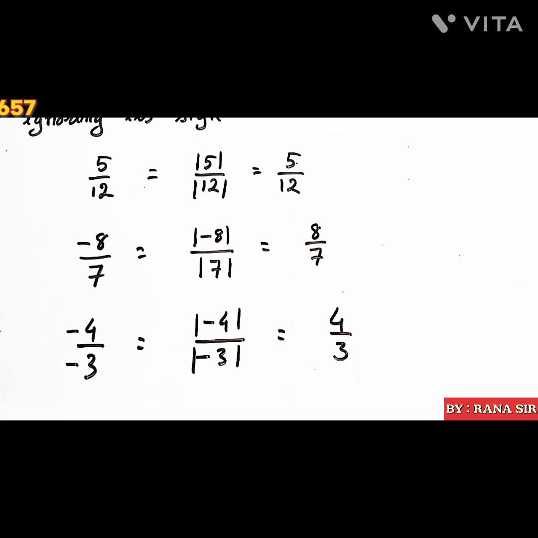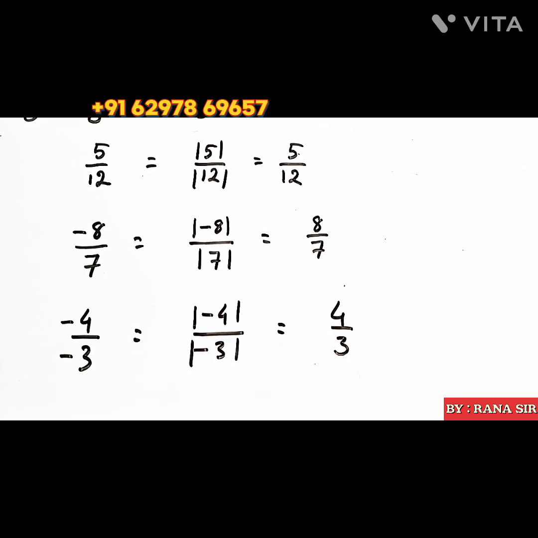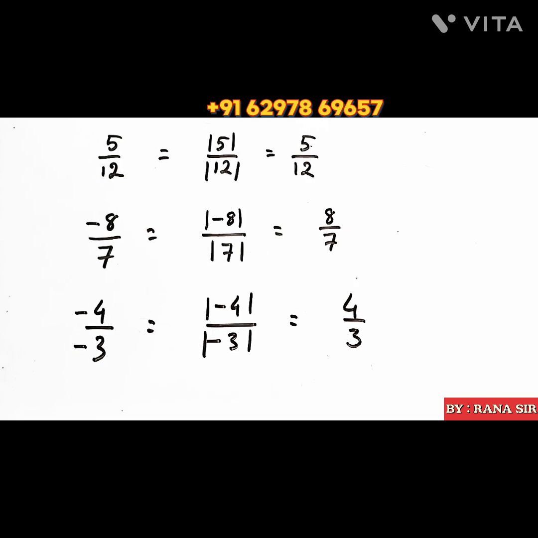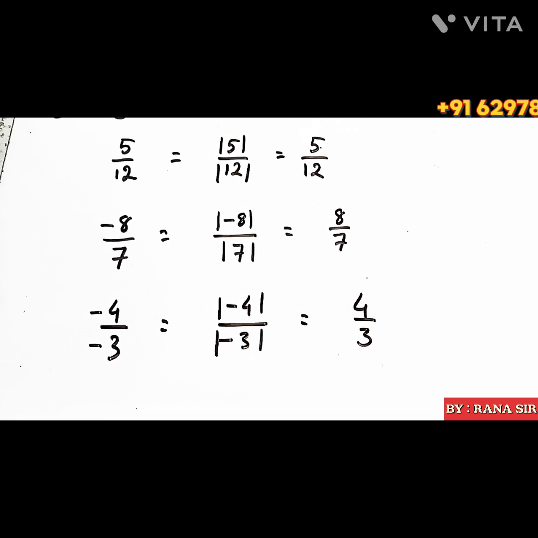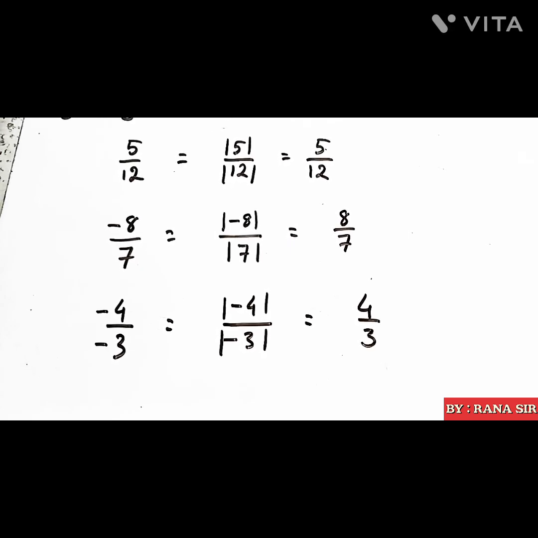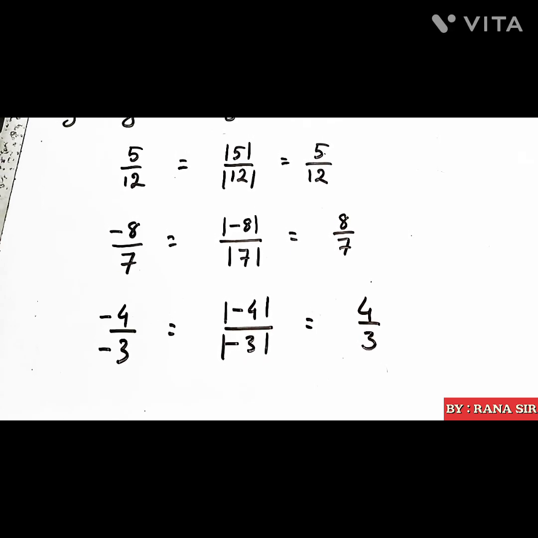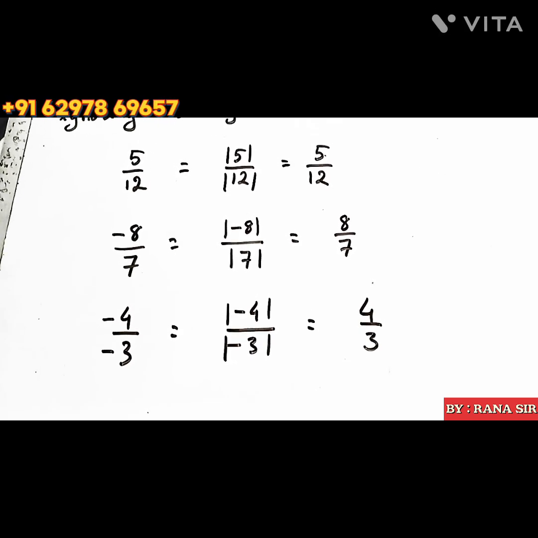Bar minus 8 by 7 bar, which is 8 by 7. So we have ignored the negative sign. Minus 4 by 3 can be written as 4 by 3. 4 by 3 is the absolute value of the rational number minus 4 by 3. The sign is ignored and the numeric value is written. That's the absolute value.